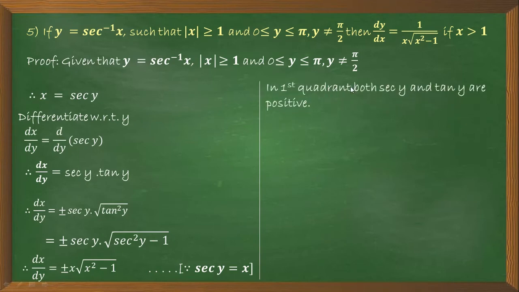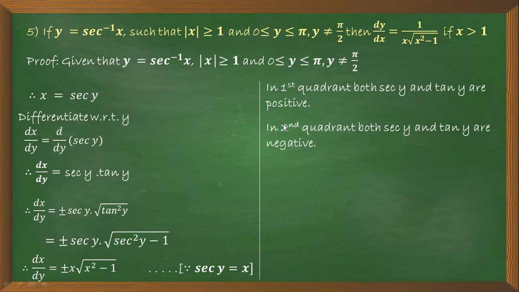Now in first quadrant, both sec y and tan y are positive. In first quadrant, how will you decide first quadrant? Because this is the condition. 0 to pi means which quadrant? 0 to pi by 2 is first quadrant and pi by 2 to pi is second quadrant. So in first quadrant, first of all we will see the nature of sec y and tan y. So in first quadrant, sec y, tan y both are positive.